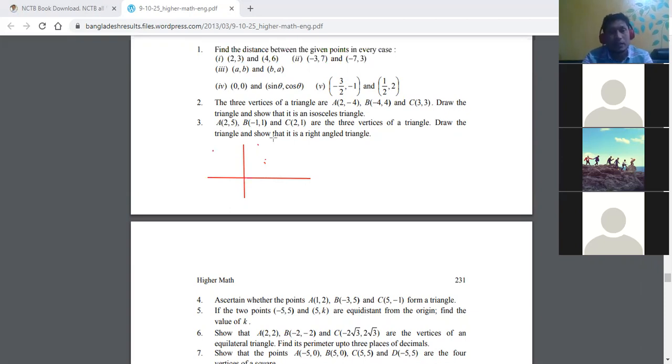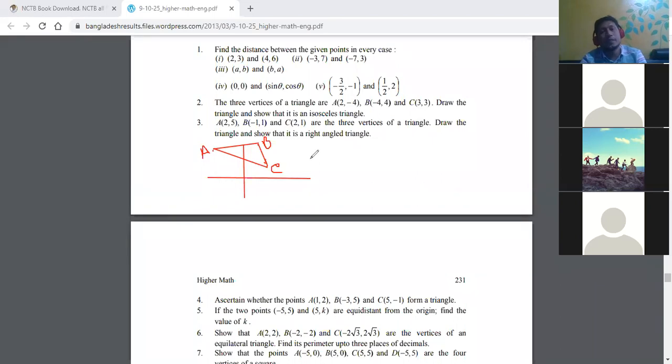Now the question says draw the triangle. Okay, we can draw the triangle by joining them. You will get the triangle. This is the triangle. Now the question says show that it is an isosceles triangle. So we can give the names. Suppose it is A, it is B, it is C.